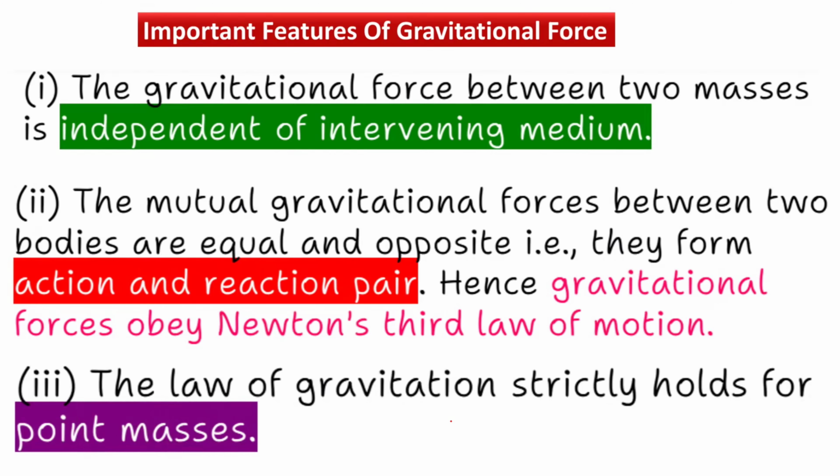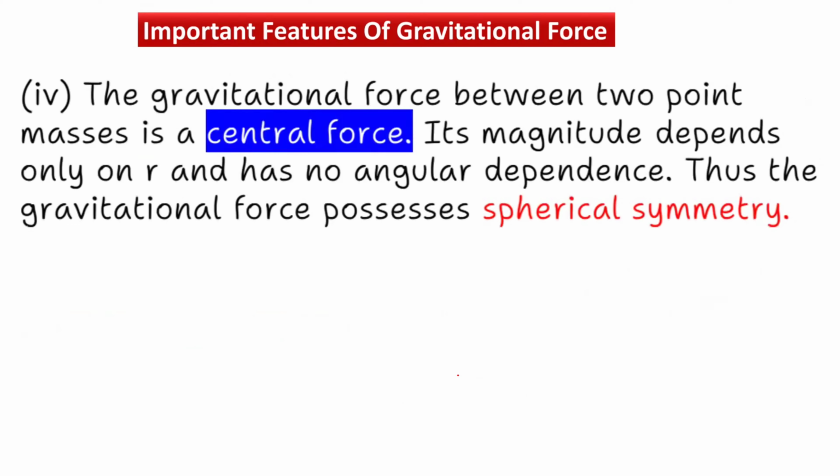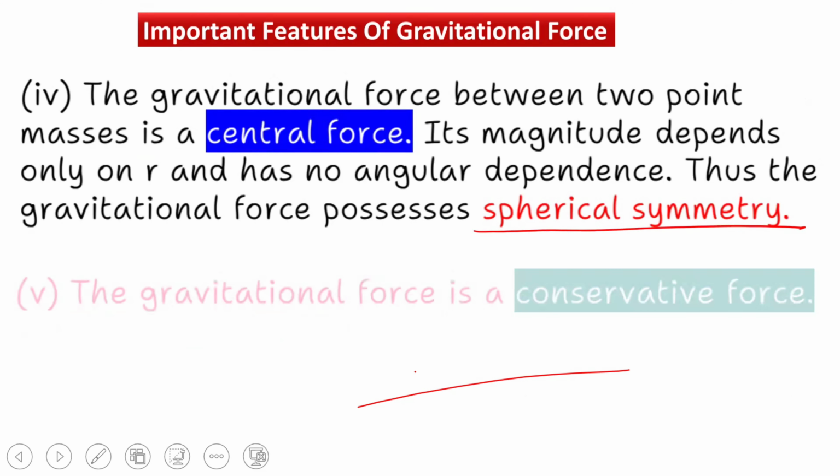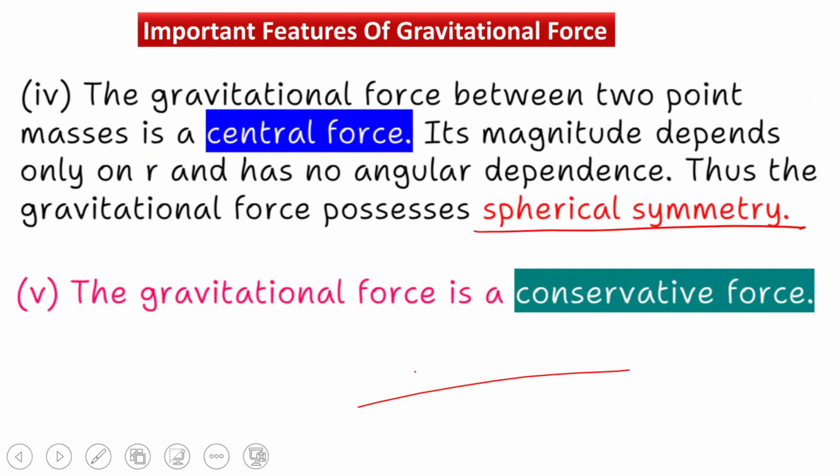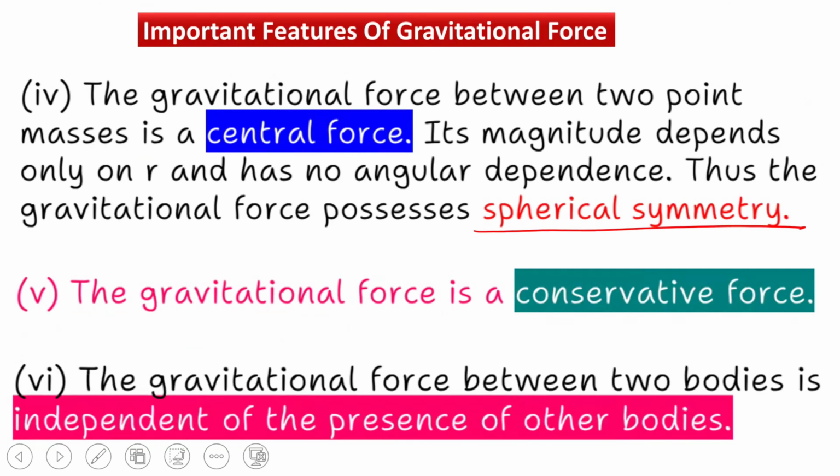Third point is, the law of gravitation strictly holds for point masses. Further, the gravitational force between two point masses is a central force. Its magnitude depends only on r and has no angular dependence. Thus, the gravitational force possesses spherical symmetry. Similarly, the next point is, the gravitational force is a conservative force. Okay. And finally, the gravitational force between two bodies is independent of the presence of other bodies.